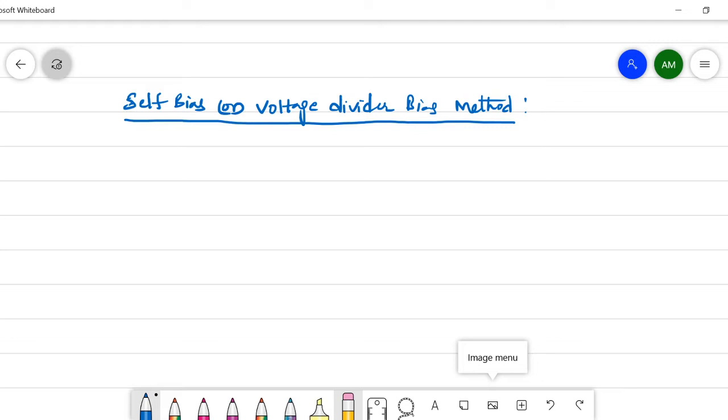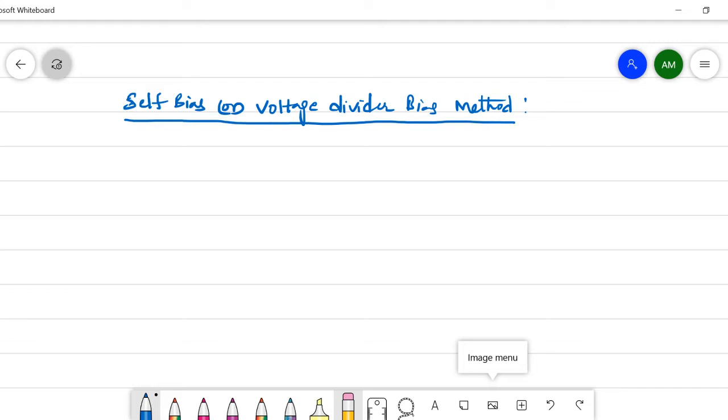But the collector to base bias method is not useful for some amplifier circuits, like the transformer coupled method. So for that, we are using the self bias method. In the self bias method, the stability factor is greatly reduced, approximately equal to 1. This self-bias circuit is a simple circuit used to establish a stable operating point.